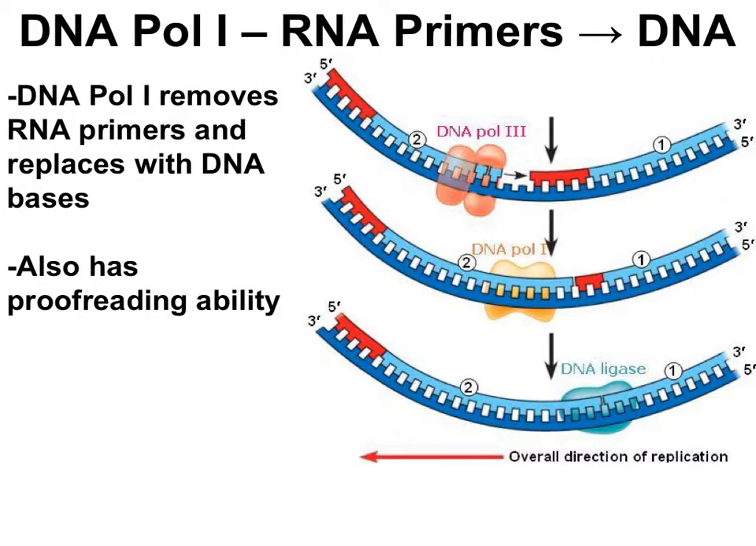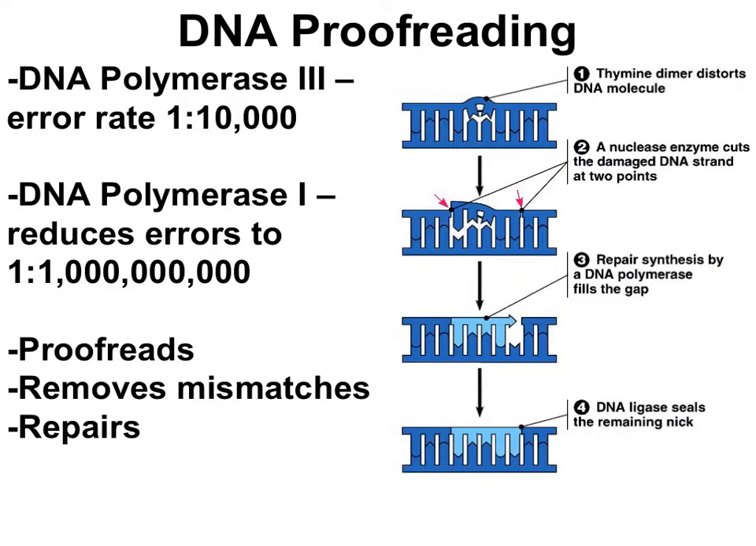Next, DNA polymerase I can also proofread and correct mistakes that DNA polymerase III made. Here's the proofreading mechanism of DNA polymerase I in action. DNA polymerase III makes about one mistake for every 10,000 nucleotides. That doesn't sound like a lot, but in humans this would mean that every time the DNA is copied, DNA polymerase III would make about 300,000 mistakes.